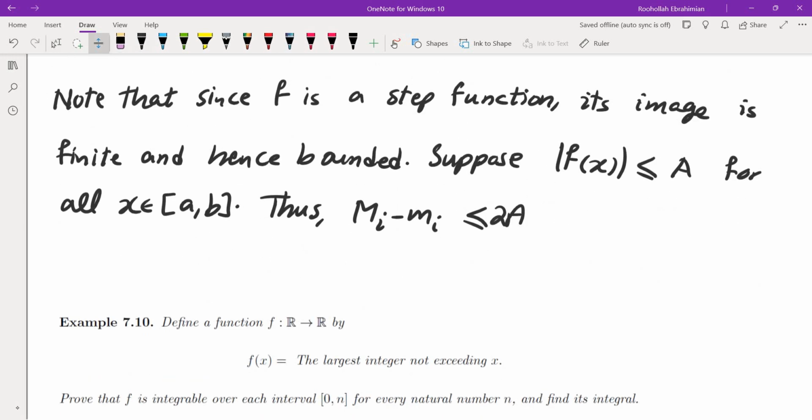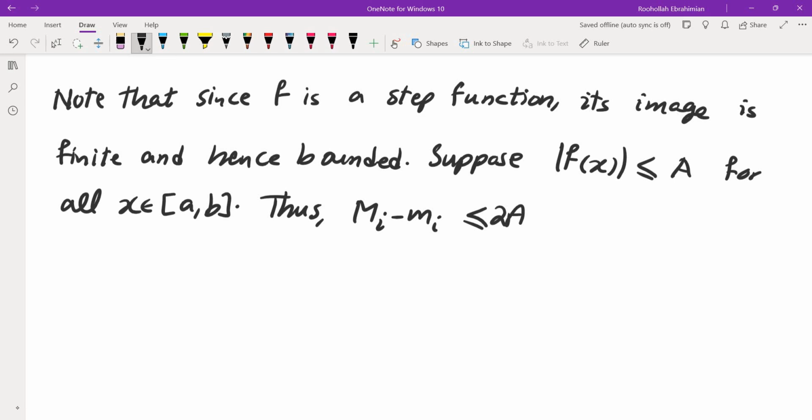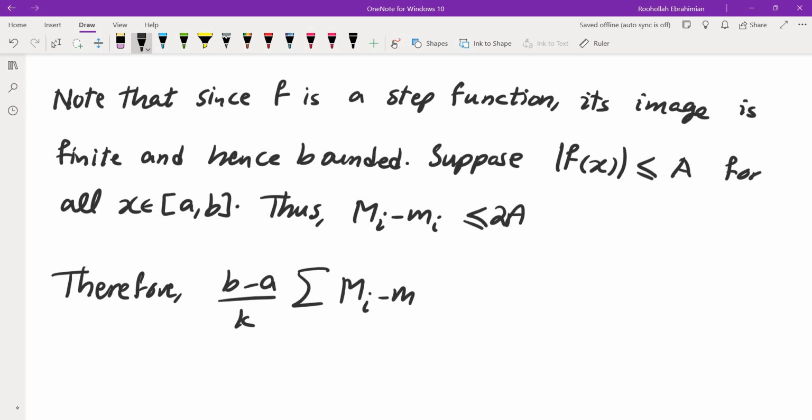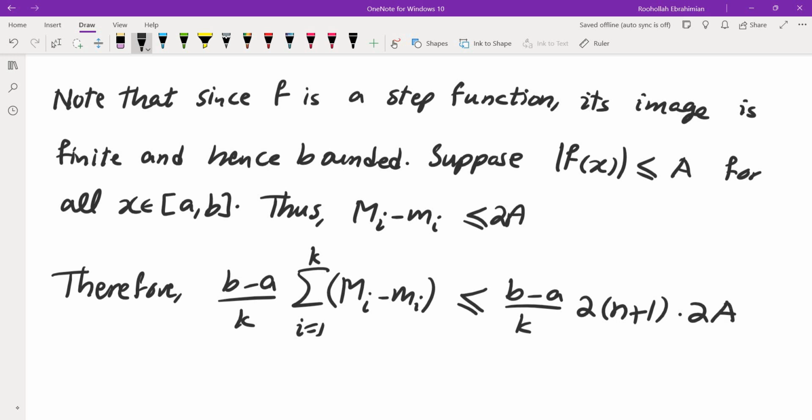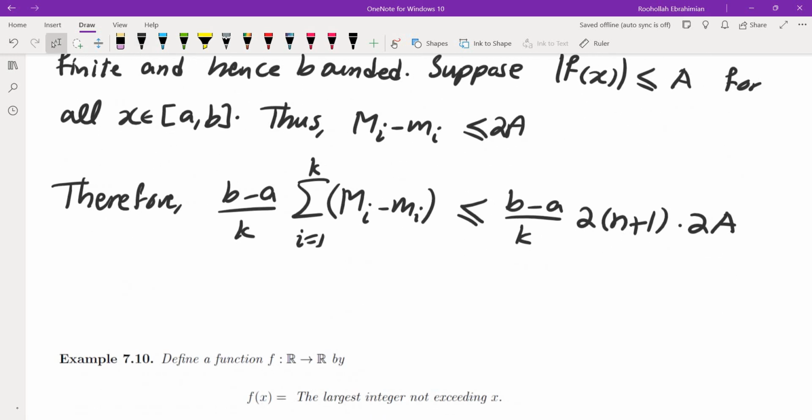So that means if I look at (b minus a) over k times the sum of (M_i minus m_i), i equals 1 to k, this is less than or equal to (b minus a) over k. Now there are 2 times (n plus 1) terms that may not be 0, and each one of them is at most 2A. So this is what we get then. All of these are fixed.